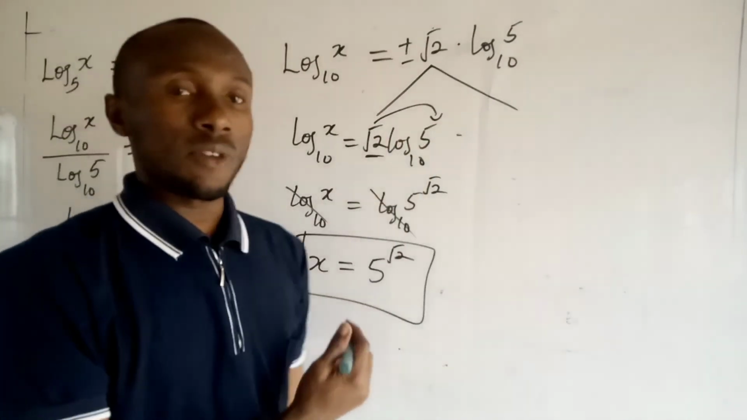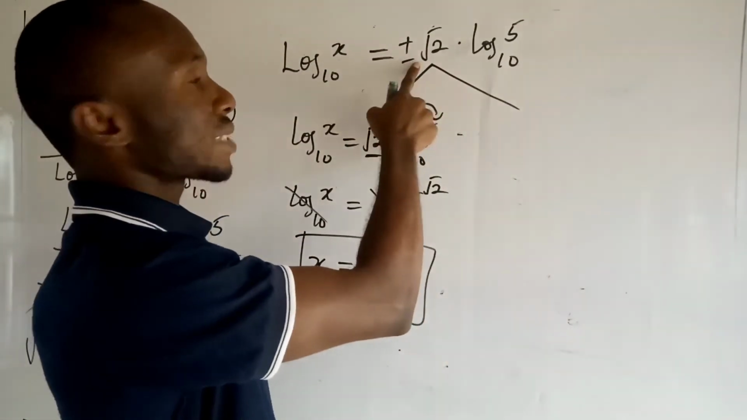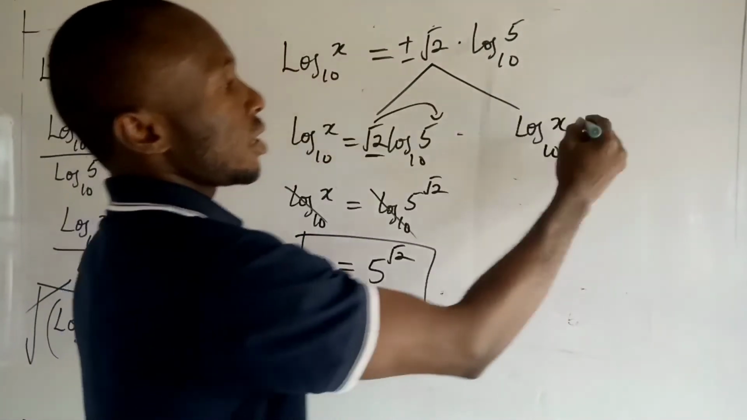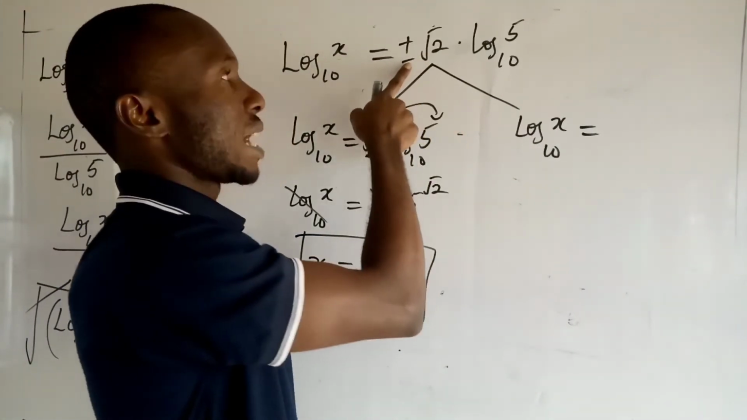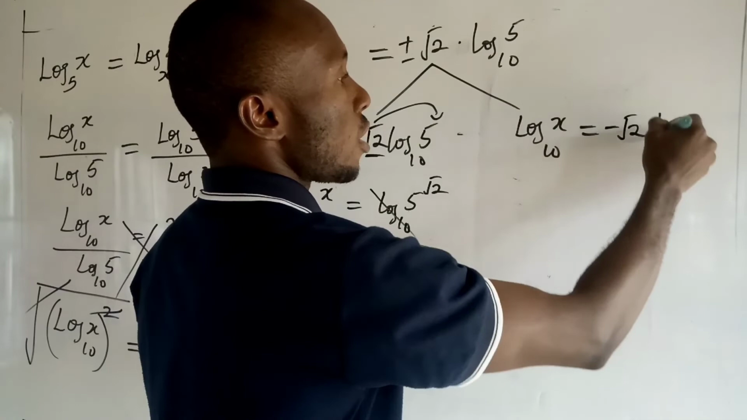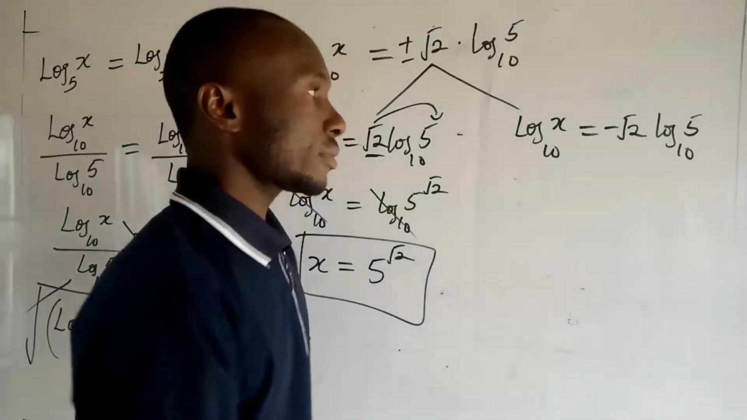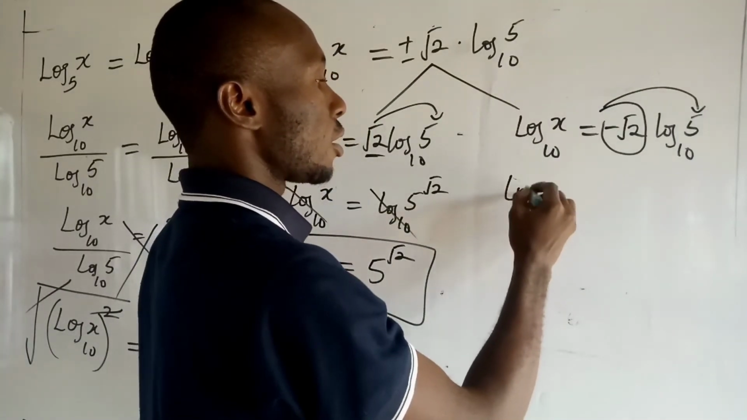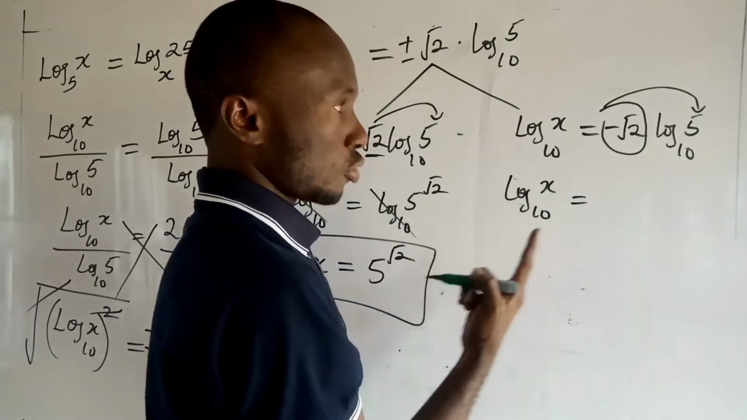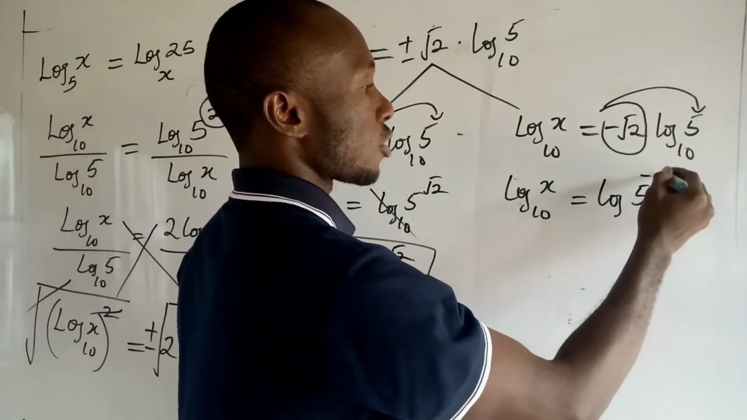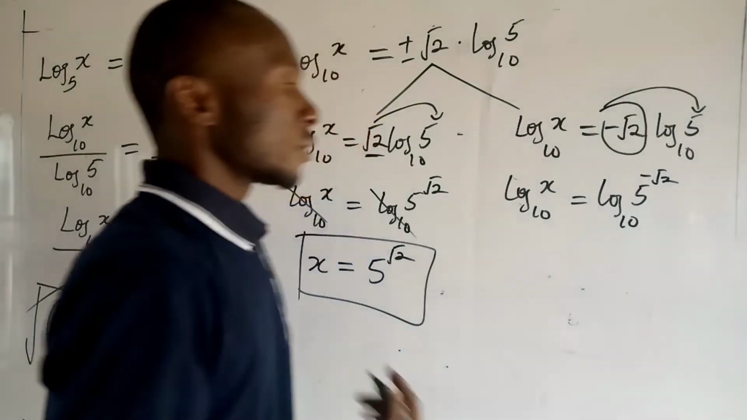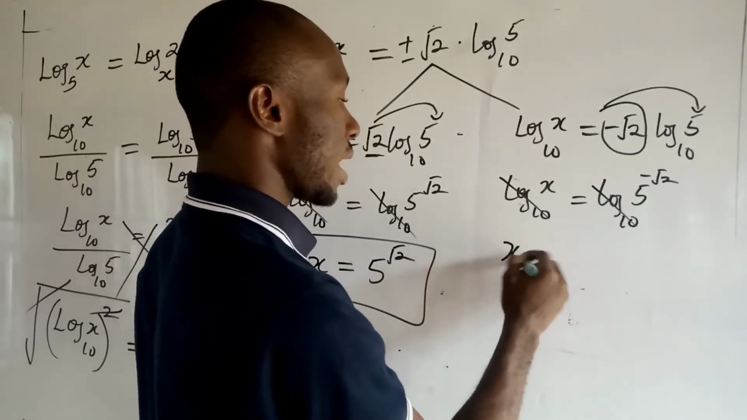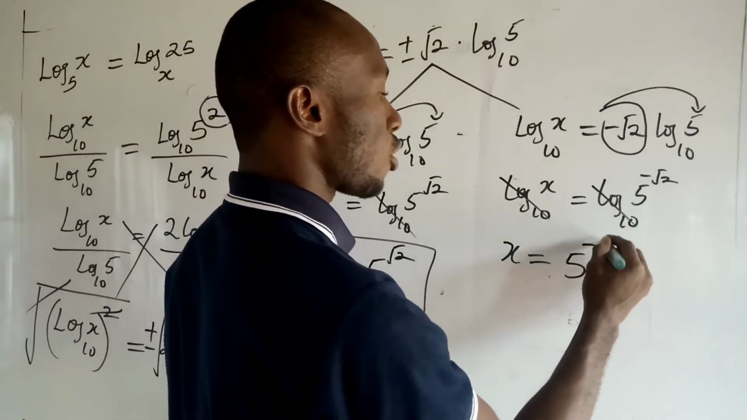Now let us see the second value of x. Of course, we'll take the negative sign for the root now. So we have log x base 10 equal to negative root 2 log 5 base 10. And of course this root 2 is going to travel to become the power of 5. So I have log x base 10 is equal to log 5 to the power minus root 2 base 10. Now at this point, the log will cancel the log, so you have x is equal to 5 to the power minus root 2.